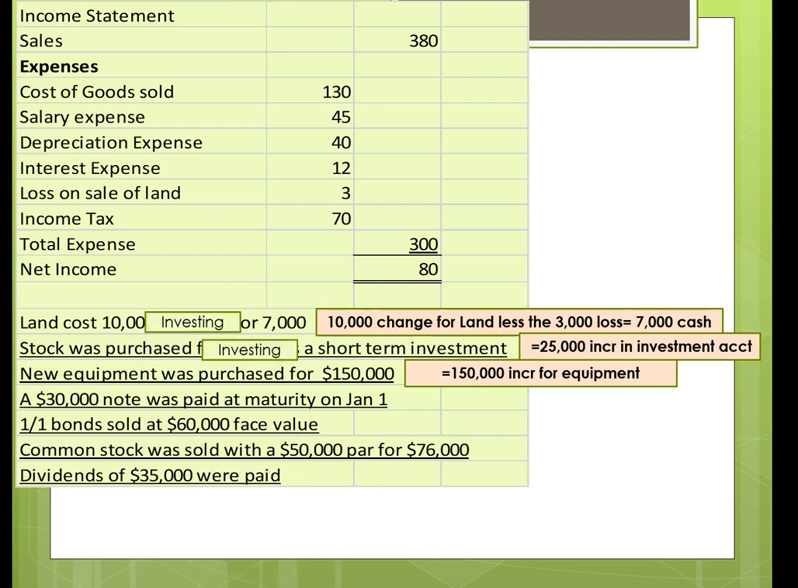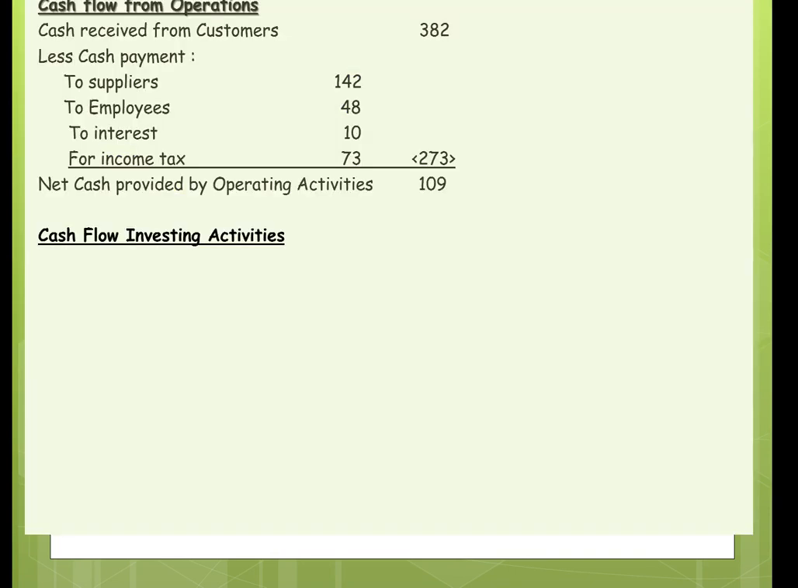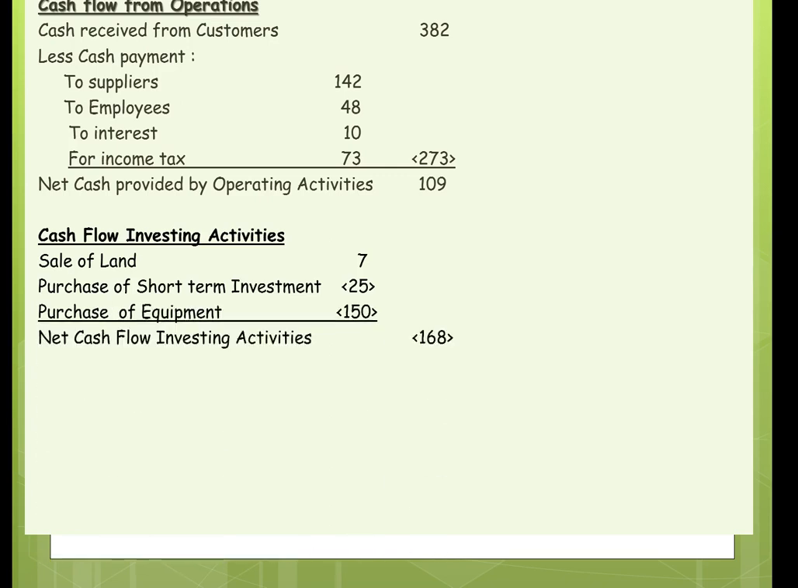So we're going to identify that as investing, which means we're going to be able to do the investing portion of our cash flow statement. We've got the sale of the land, which means we would have received cash. Purchase of short-term investment means cash would have gone out the door, and purchase of equipment means cash would have gone out the door. So we have use of cash flows for investing activities. So we generated cash from operations, but we spent it on investing activities.